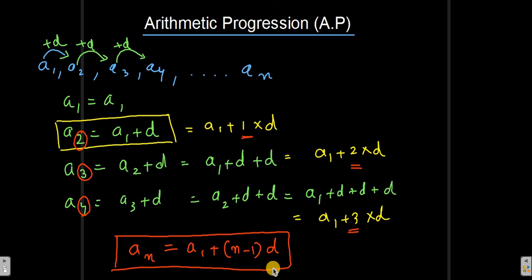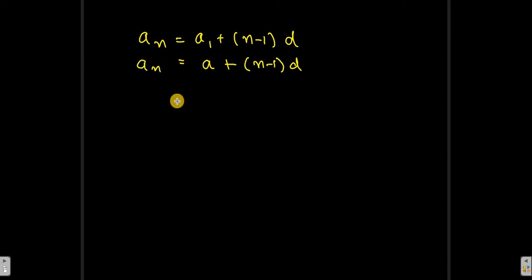Now let's go deep into this one. We again write an equals a1 plus n minus 1 into d. This is known as the nth term of the sequence. This a1 can be written as a. So we don't write a1, we write a, and we have certain names for each term. a is known as the first term, and d is known as the common difference.